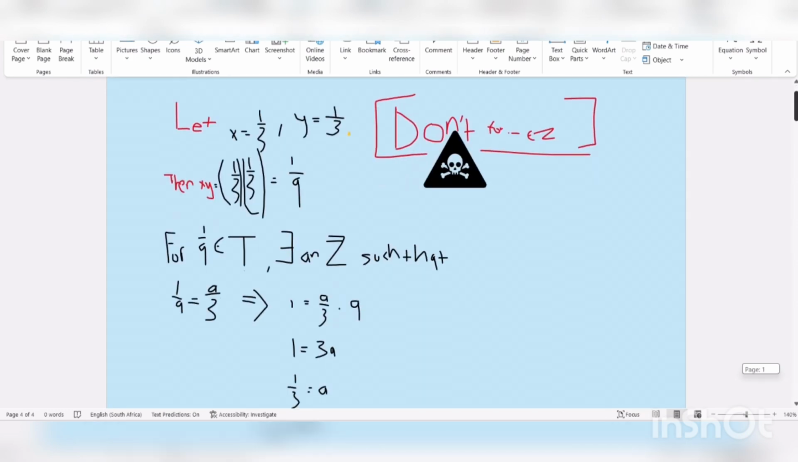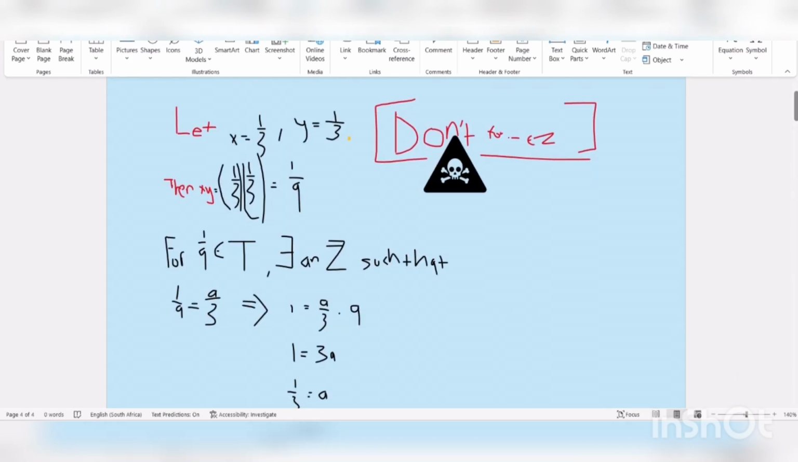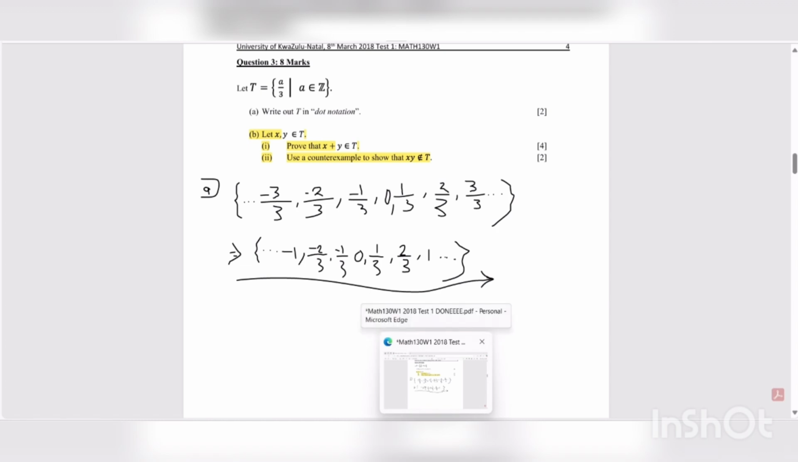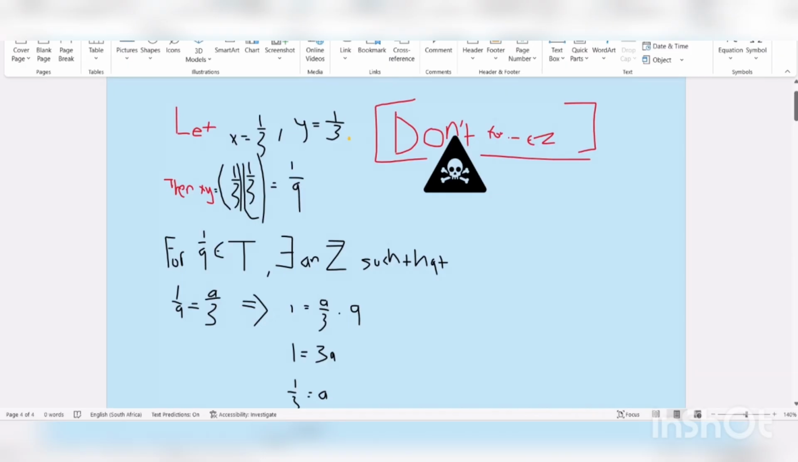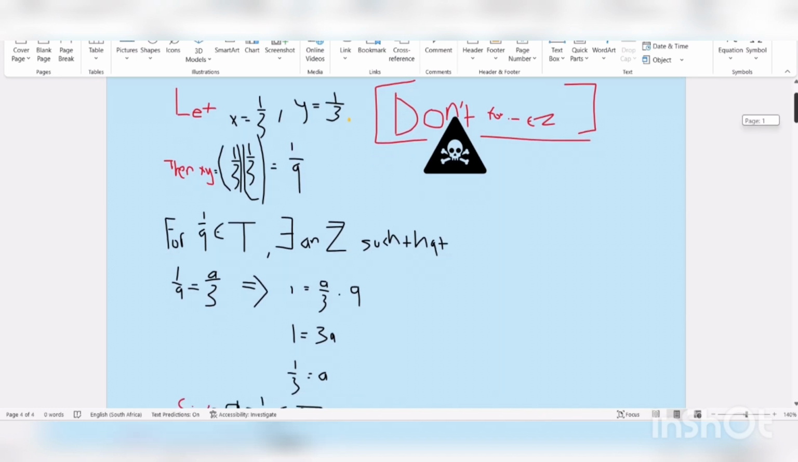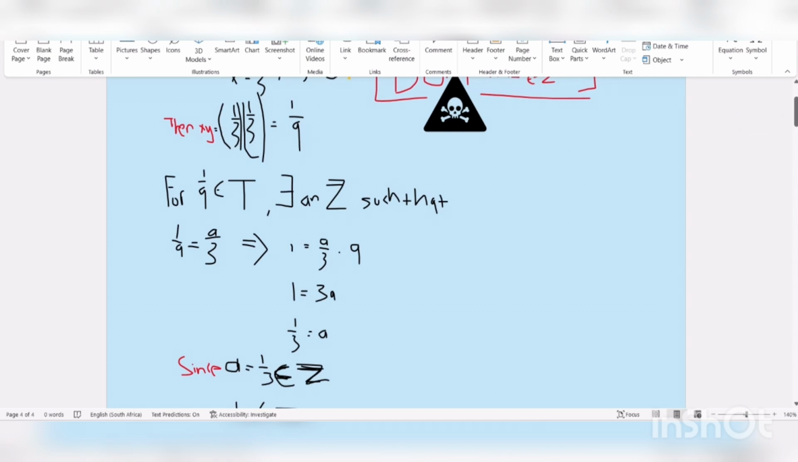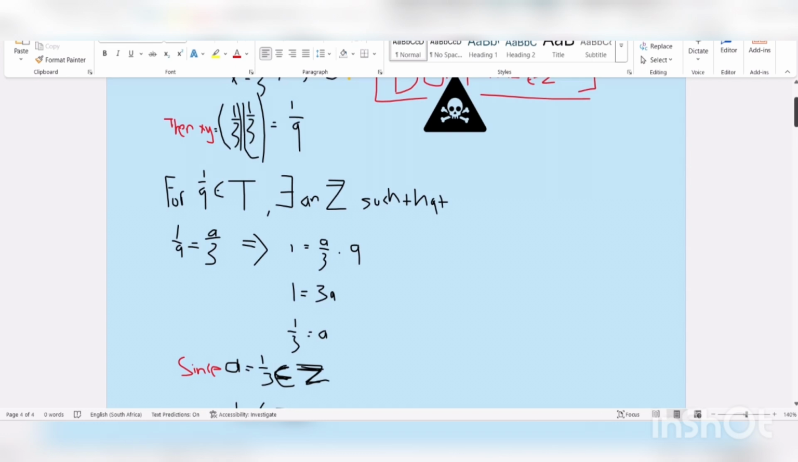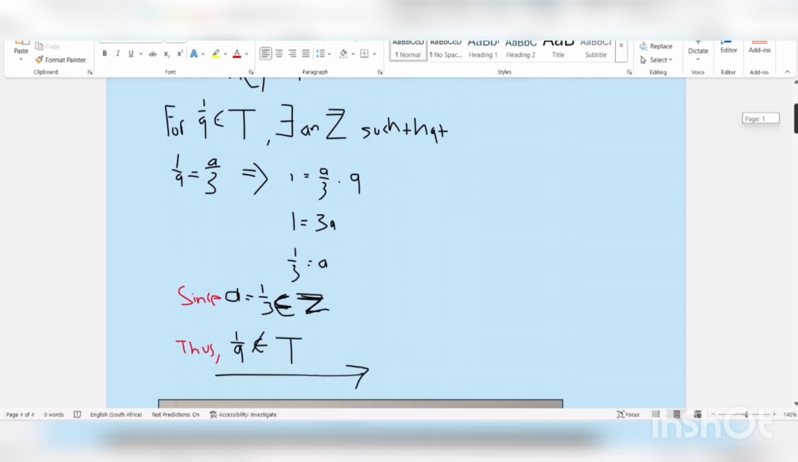Alright, so this is important when we are disproving. Remember, the second one is counterexample, show that x and y is not an element of T. So given that, you won't put for some x and y is an element of integers, you don't write that. Okay, and then you just follow the steps. So we multiply, 1 over 9 is an element of T. There exists an integer such that, and then we do the working out. Okay, very straightforward.